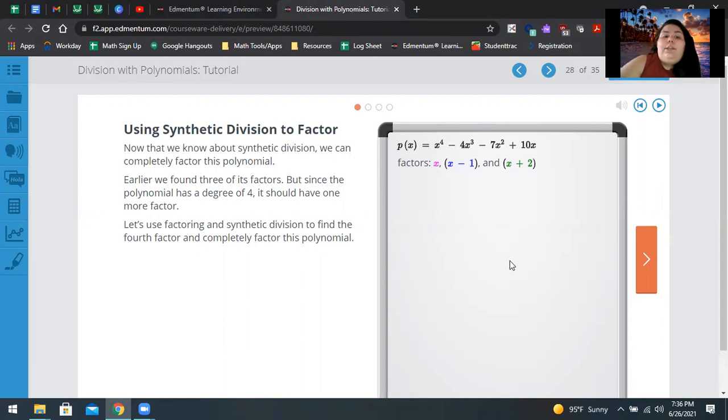So what we're going to go ahead and do is use these examples. Let me go ahead and read this. Earlier we found 3 of its factors, but since the polynomial has a degree of 4, it should have 1 more factor. So remember the idea, whatever the highest degree power is, that's how many answers I should have. It does say it's x to the 4th power. That 4 tells me I should have 4 answers or 4 factors. We are given 3 factors right here. I'm going to use synthetic division to help us find that last factor.